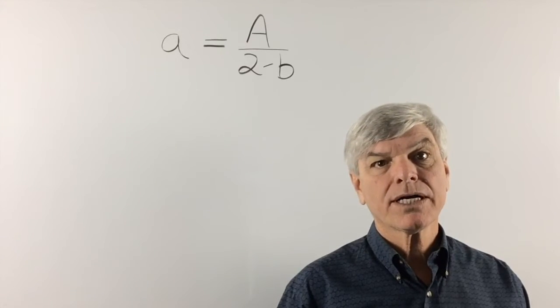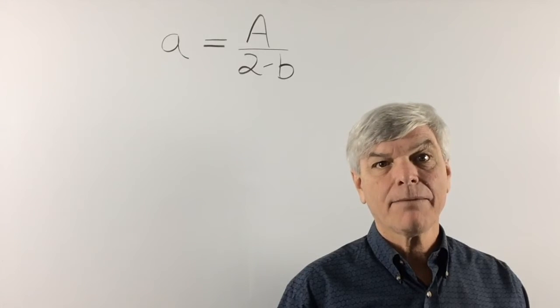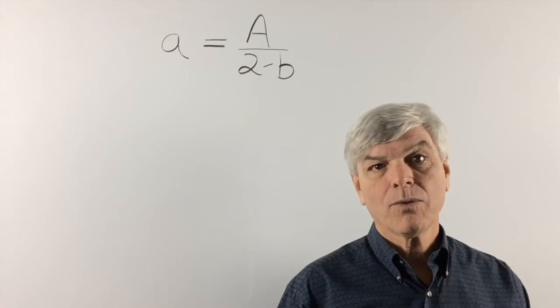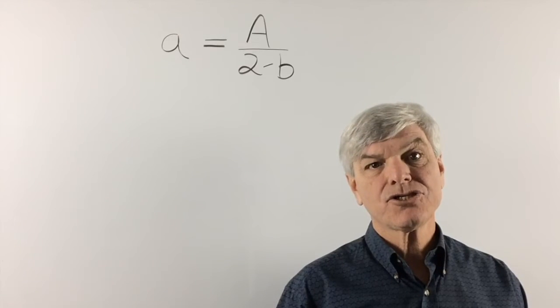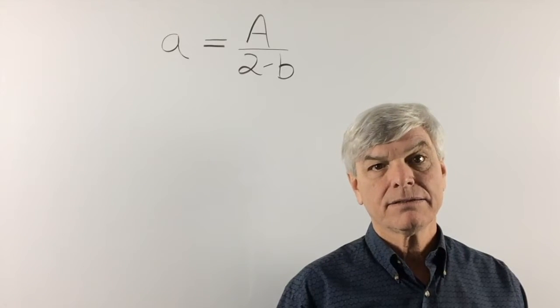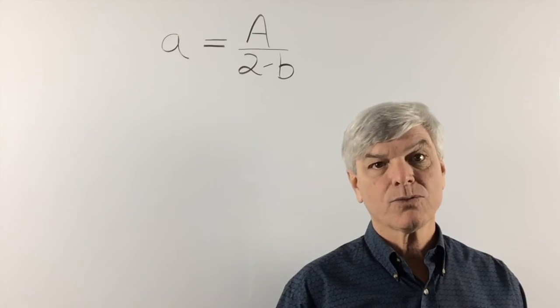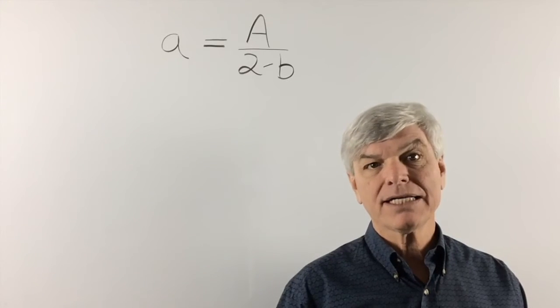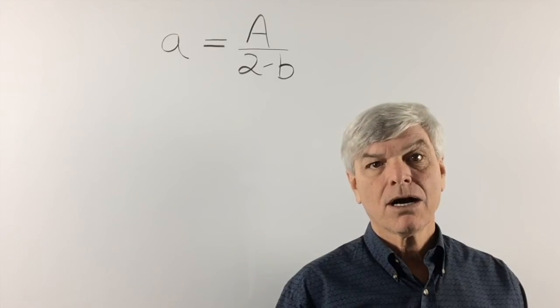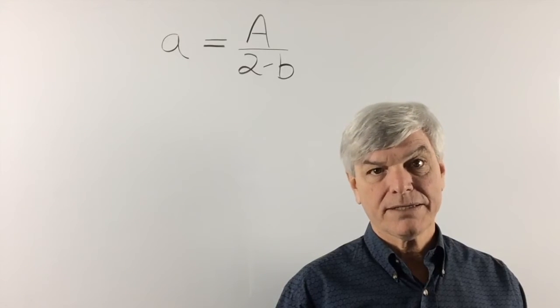Well, the first thing we're going to do is get a common denominator. What is the common denominator? Well, we only have one denominator. It is 2 minus b. We don't have two denominators. We don't have 2 and minus b. Our denominator is 2 minus b.